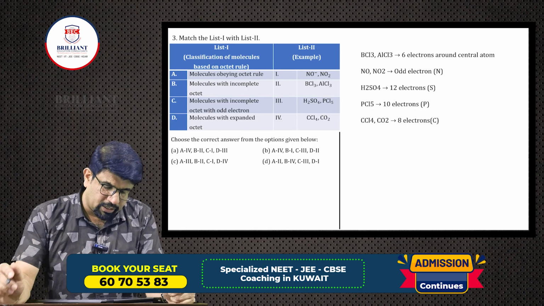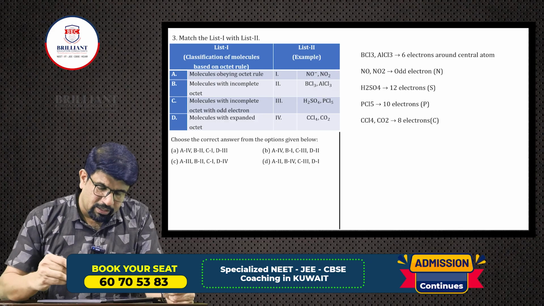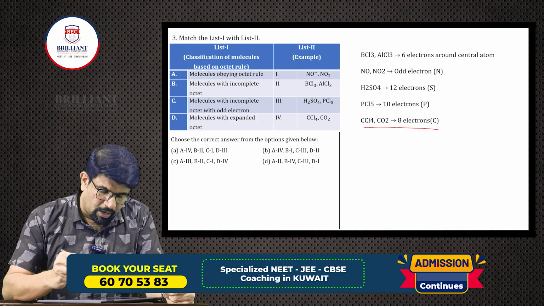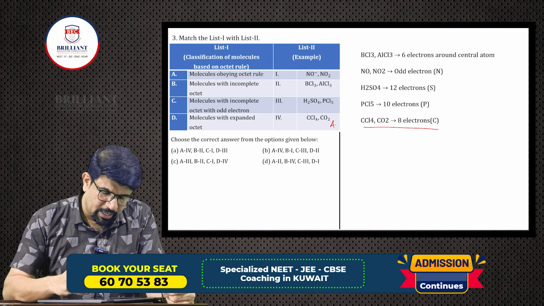Molecules obeying the octet rule. Which molecule obeys the octet rule? If there are 8 electrons in the valence shell, right? Which have 8 electrons in the valence shell. Yes, we can see that CCl4 and CO2 have 8 electrons in the valence shell. So we can match with A, right?